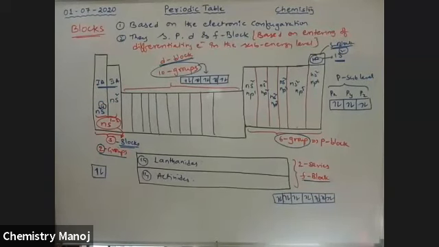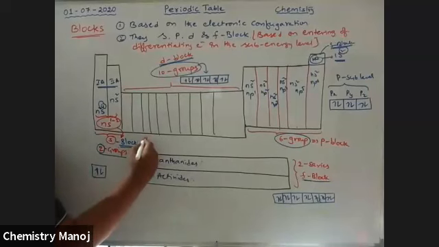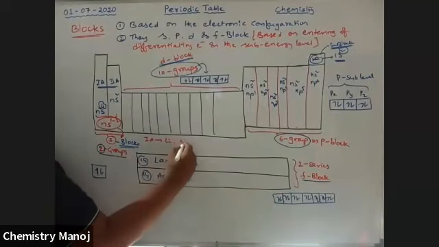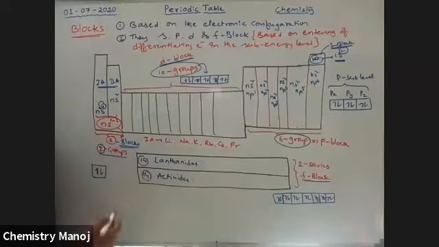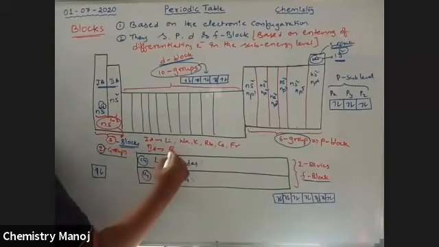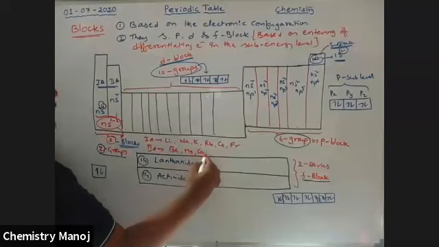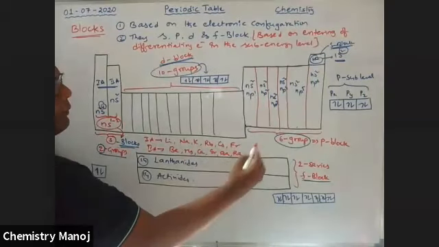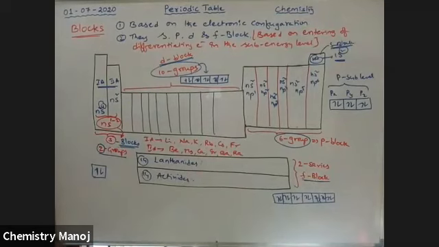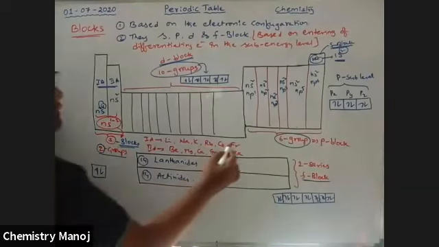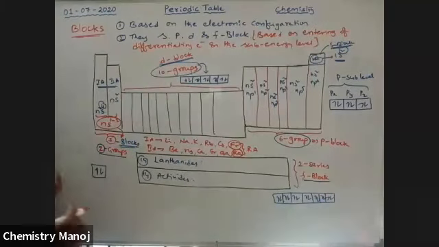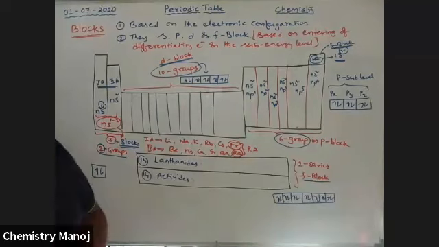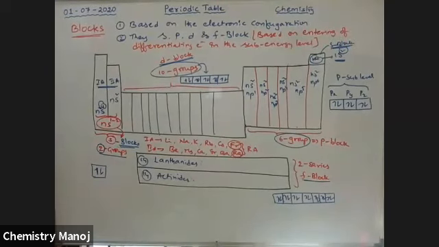What are the group 1 elements? Lithium, sodium, potassium, rubidium, cesium, francium. Next, the group 2 elements are beryllium, magnesium, calcium, strontium, barium, radium. So these are 6 plus 6, total 12 elements present in the S block. The last elements, francium and radium, are radioactive elements. Every group's last element is a radioactive element.